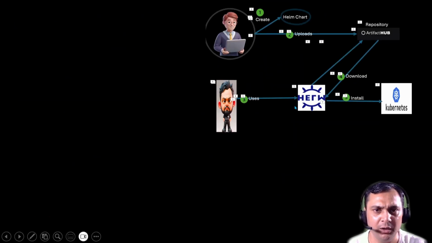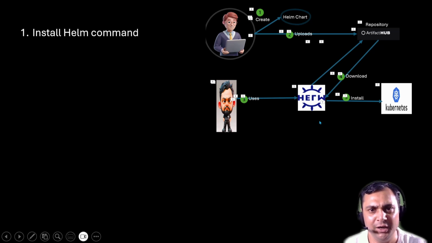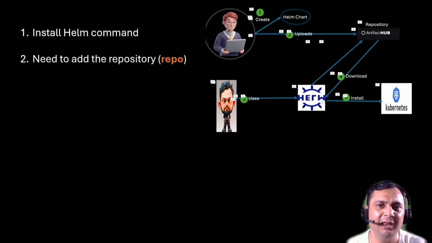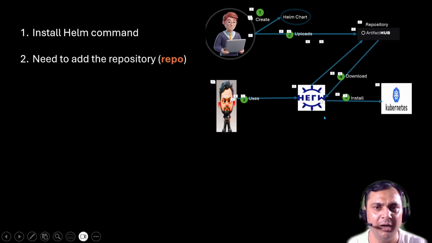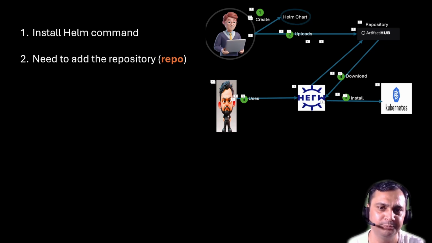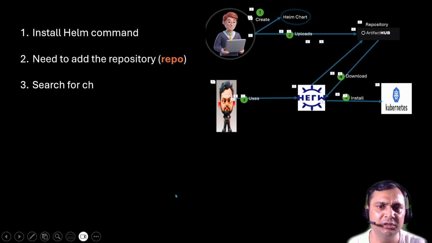So this is our command. From this architecture, what we get to know is that first we need to install Helm in our Kubernetes cluster, right? The second thing, we need to add the repo, that is, which repo I want to use. I will show you in my coming slide. Don't worry. After that, we need to search the chart.